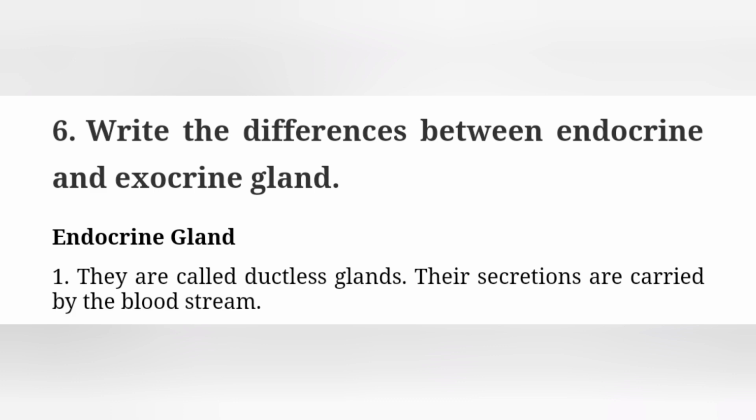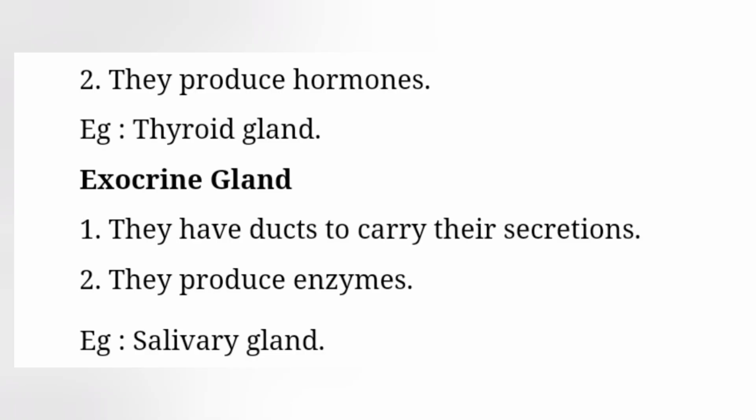Sixth question, write the differences between endocrine and exocrine glands. Answer, endocrine gland. First one, they are called ductless glands. Their secretions are carried by the bloodstream. Second point, they produce hormones. Example, thyroid gland. Next one, exocrine gland. First point, they have ducts to carry their secretion. Second point, they produce enzymes. Example, salivary gland.